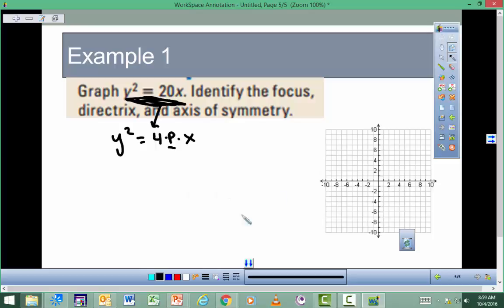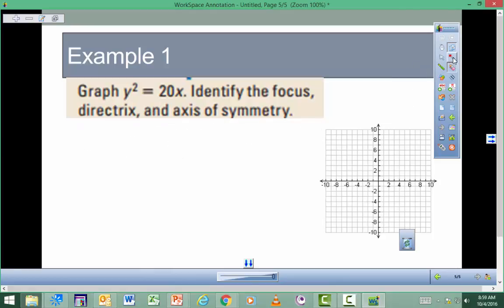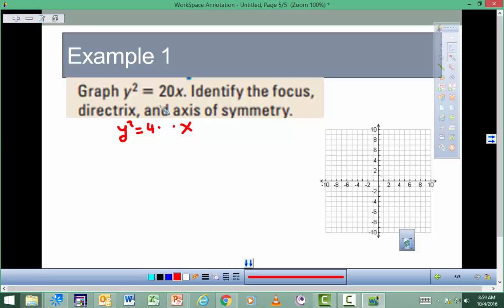All right, so let me show you what I have in mind here. I'm going to erase this real quick. My plan is to rewrite this as y squared is equal to 4 times some number times x. Now, what number would that be? 5, right? So that identifies for me, now that I have this 4 here, that this is my p. p is equal to 5.